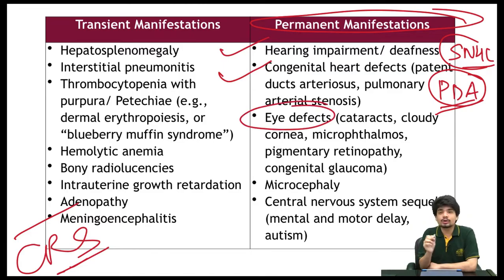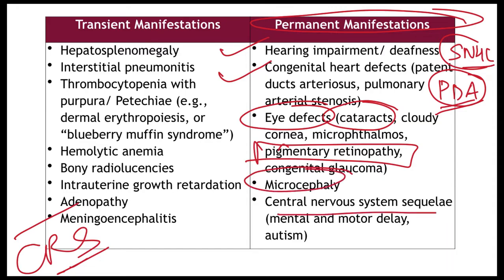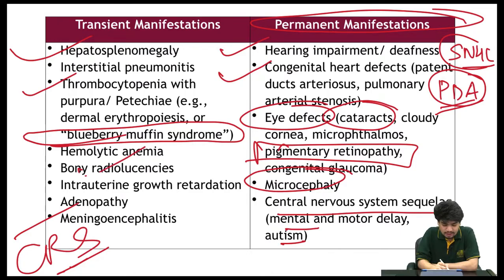Along with that, then you're going to have eye defects, which can be in the form of cataracts or in the form of a pigmentary retinopathy. Along with that, it causes microcephaly and central nervous system sequelae in the form of mental and motor delay and autism. There can be certain transient manifestations in a child who has congenital rubella syndrome, typically known as the blueberry muffin syndrome, because the child will have hepatosplenomegaly, thrombocytopenia, and this thrombocytopenia will precipitate a dermal erythropoiesis, causing a blueberry muffin-like picture in the child. Along with that, bony radiolucencies, meningoencephalitis, IUGR.